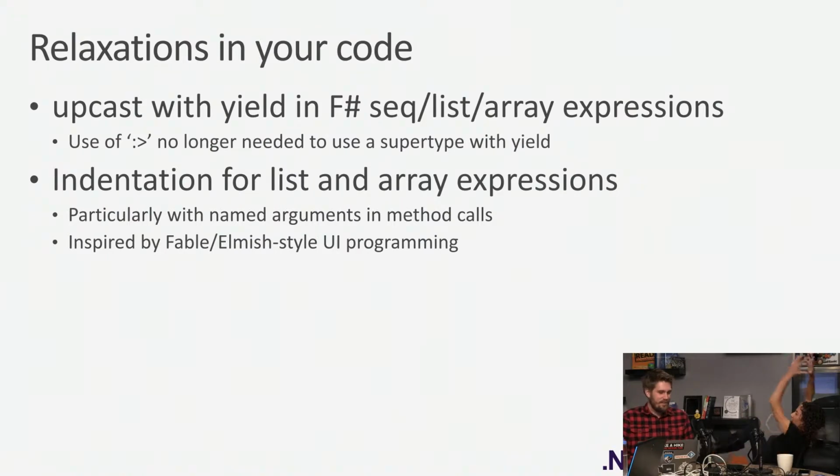So got some fancy words. Upcast with yield and F# sequence, lists, and array expressions. Use of the upcast operator is no longer needed when you need to use a supertype with yield. It's an edge case that was annoying. And we got rid of that. Okay. Indentation for list and array expressions, particularly with named arguments and method calls.